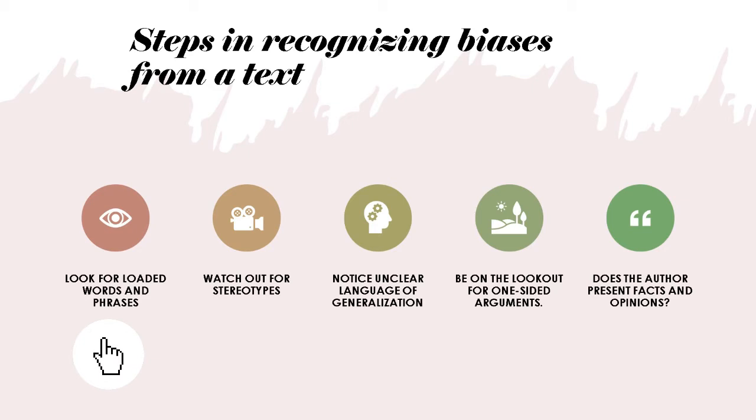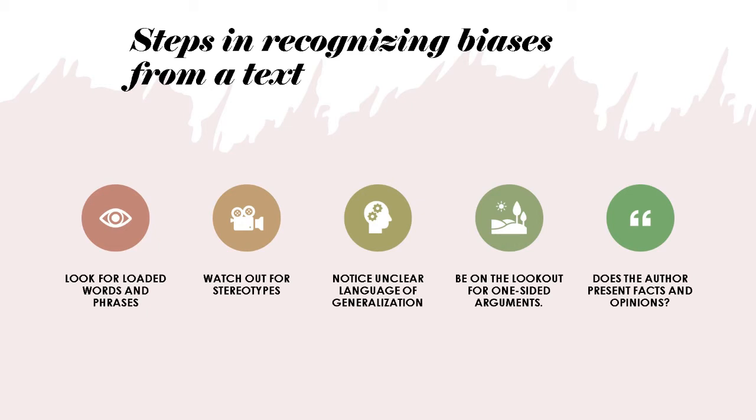The first one is look for loaded words and phrases. So when I say loaded words, these are the words that elicit our emotion. It could be positive or negative. The second one is watch out for stereotypes. So when I say stereotypes, these are just the mistaken ideas or beliefs many people have about a certain thing or a group. The third one is notice unclear language of generalization.